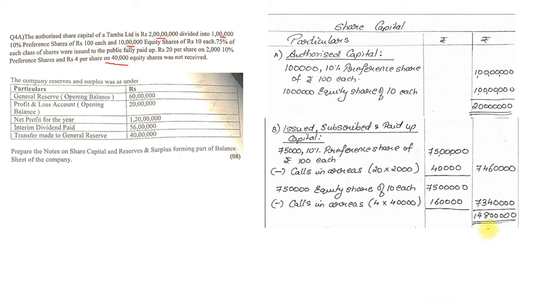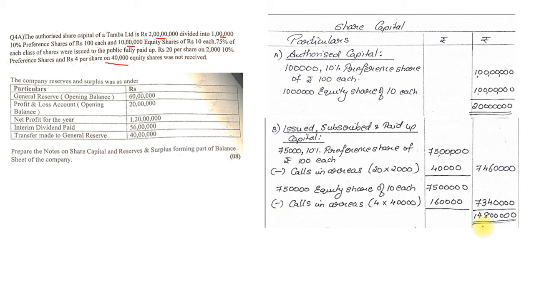That's it. We add up these two and we get our total share capital value. Remember, for authorized capital, just take the total; it does not get added further. So our total comes to 1 crore 48 lakhs. So this was number one, the note on share capital.